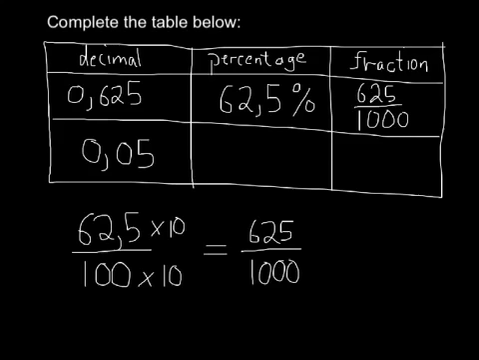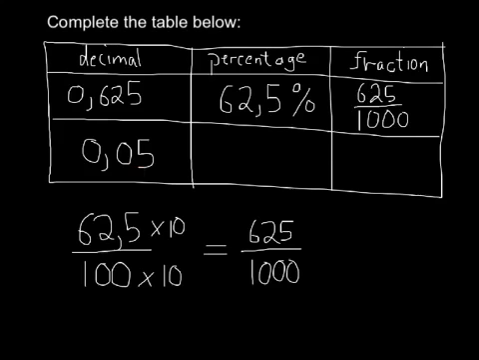And then the second one, we have 0.05 as a decimal, and we know that the 5 in the decimal represents hundredths, so that means that this is 5 hundredths.